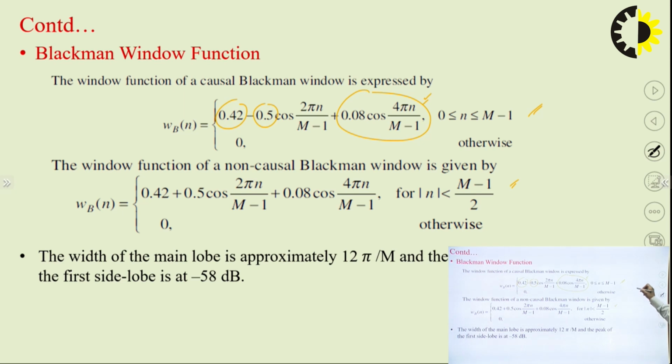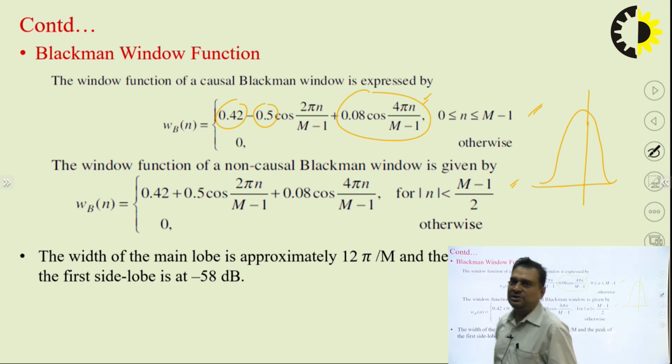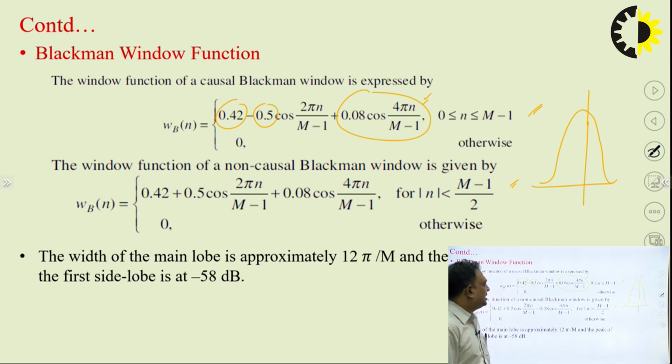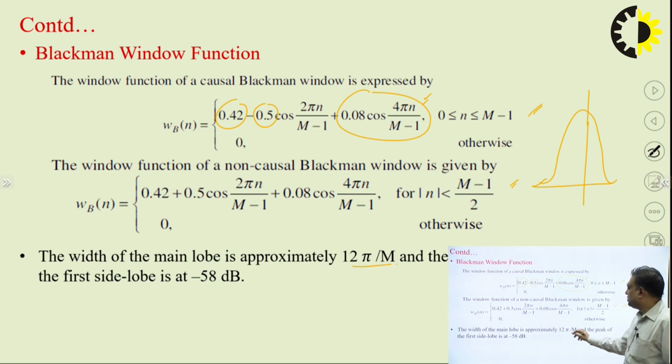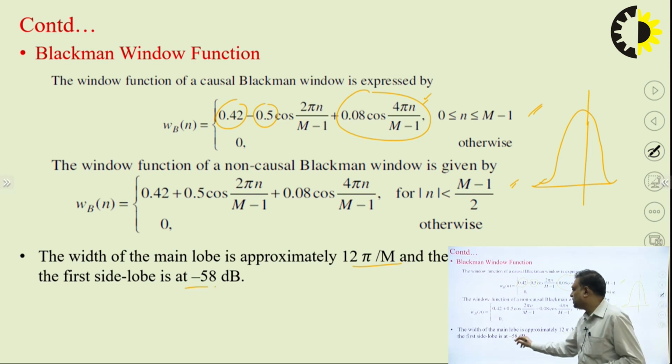If you see the Blackman window function, again it is a raised cosine type of pulse like this. If you compare Hamming and Blackman, you will find that there is a smaller difference between all these three. For the Blackman window function, the width of the main lobe is approximately 12 pi by m and the peak of the first side lobe is minus 58 dB.